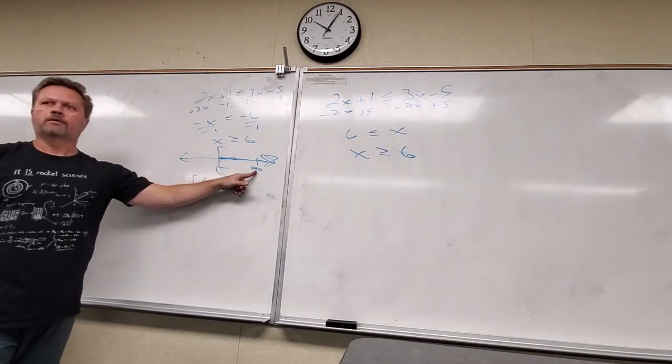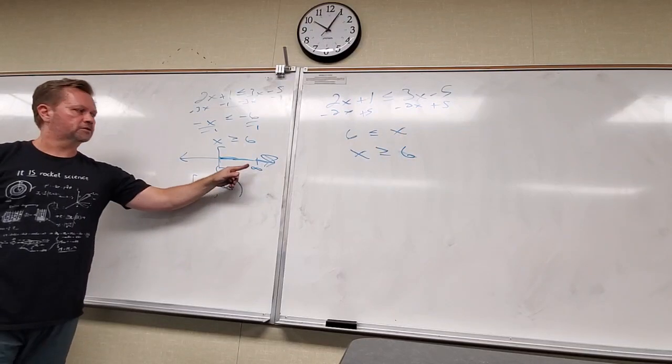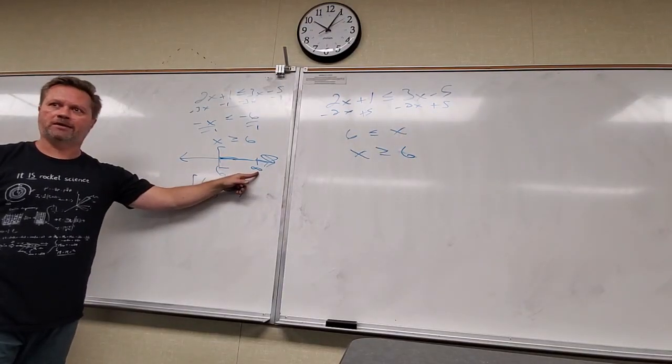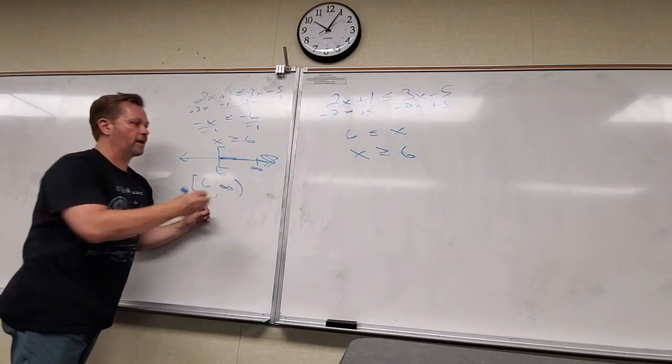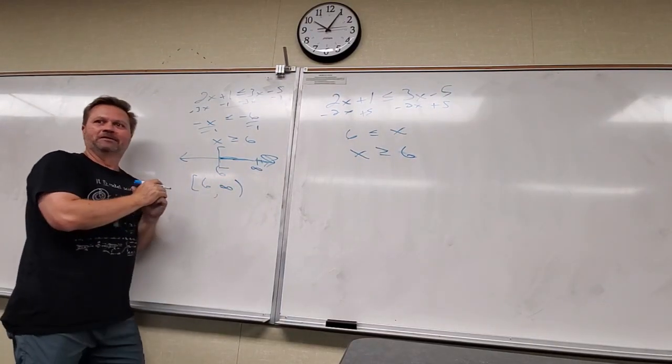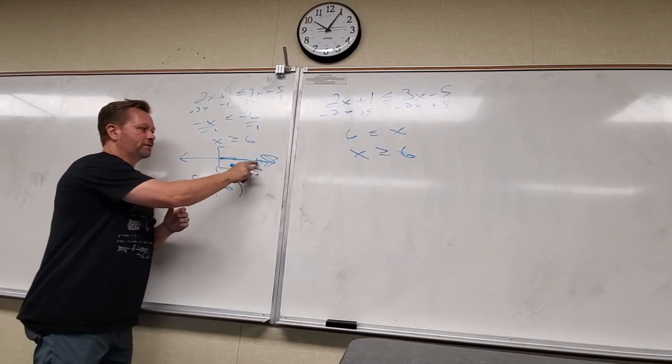That's what the arrow means, right? That's what the arrow has to mean. There's no way to find infinity on the number line. Does everybody agree? Because if you think you found it, what's that? Right?